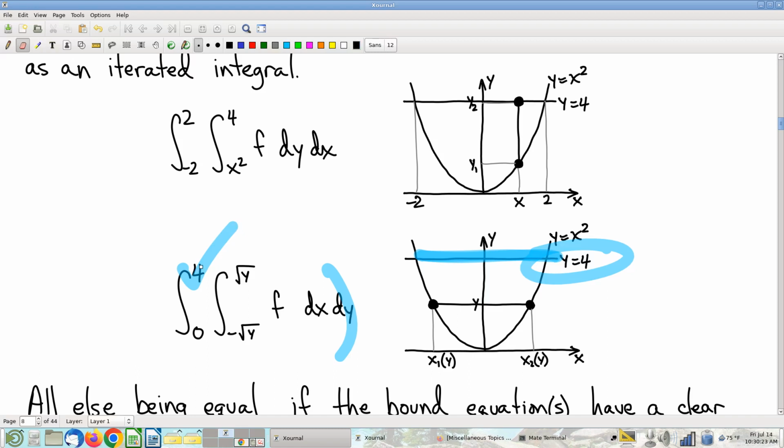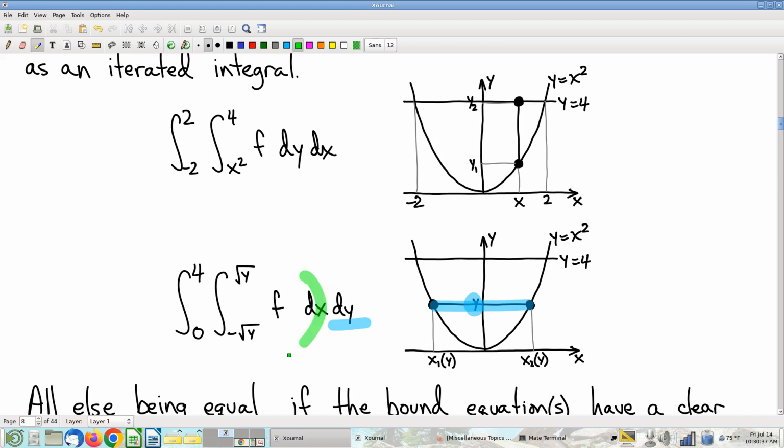Very convenient. Okay, now we fix a value of Y. We look at that Y slice. Now we want to understand the values for the X bounds. How do I solve for X here? Well, this lower bound is on this curve, which has this equation.